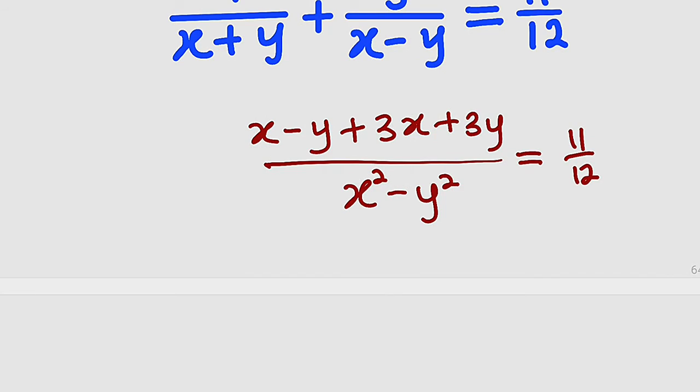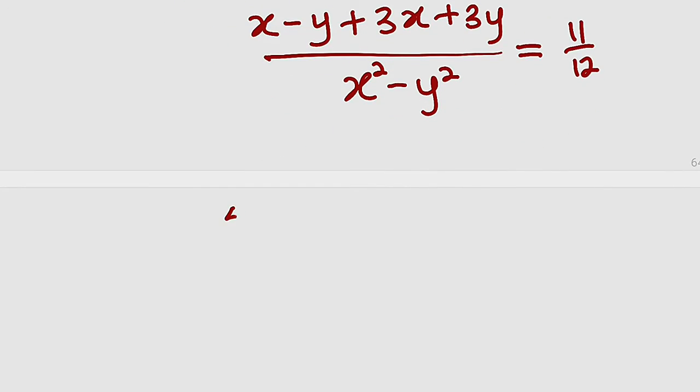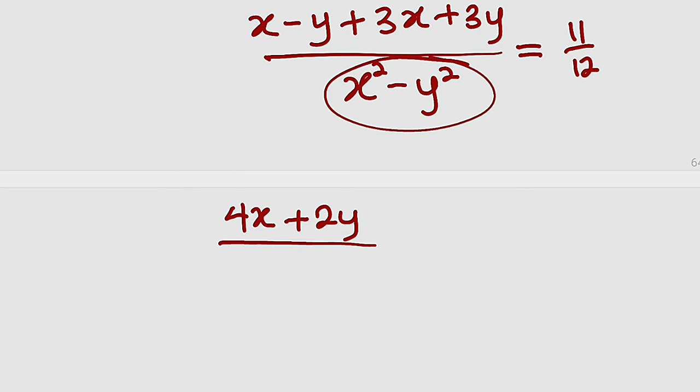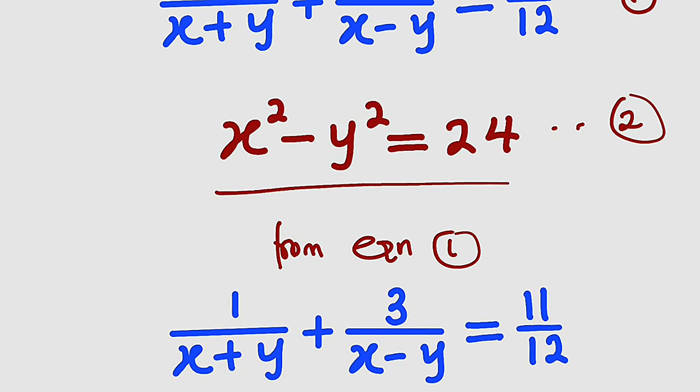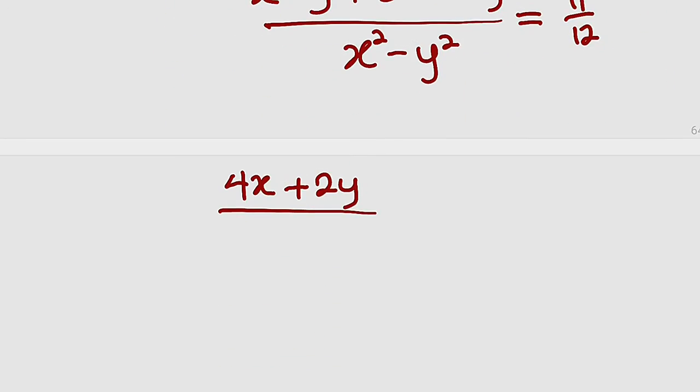So now let us simplify the top. x plus 3x, that will give us 4x. Then negative y plus 3y, that will give us 2y. We divide by this difference of two squares, which from equation 2 is just 24, right? So we have 24 here. This is equal to 11 divided by 12.